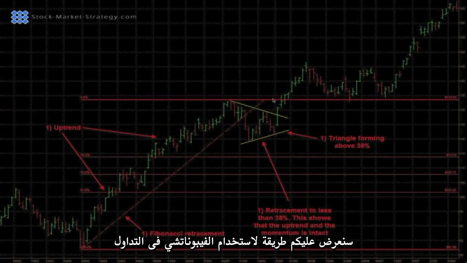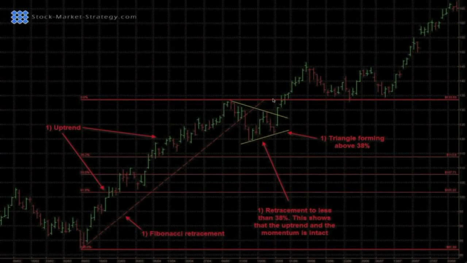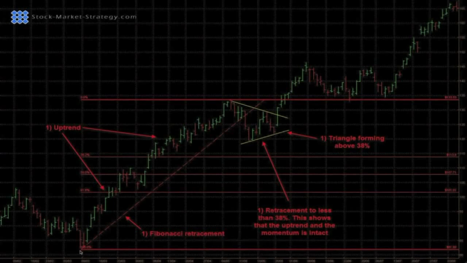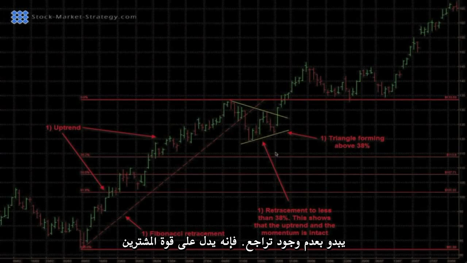Here's one way to use the Fibonacci retracement for trading. This is a less known way to use it, but nevertheless it's quite useful. Here we're seeing an uptrend in the stock. We have a Fibonacci retracement placed from the low of the move to the high of the move. We see that we're forming a triangle, but we're forming it above the 38%. This means that the momentum is still strong to the upside because the pullback is less than 38%. So it's almost not pulling back. It shows that buyers are still very aggressive to buy every dip there is.